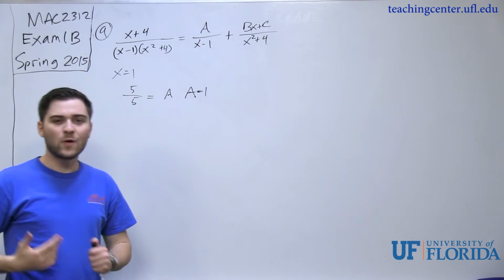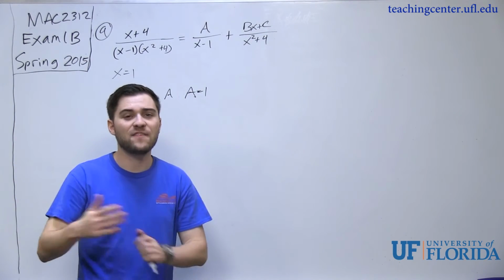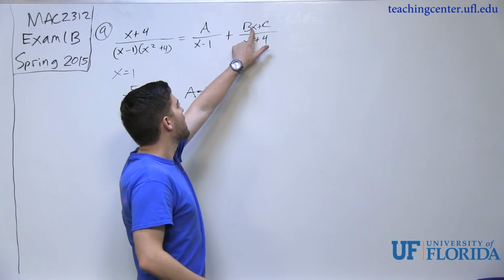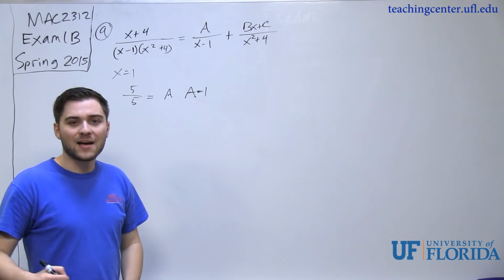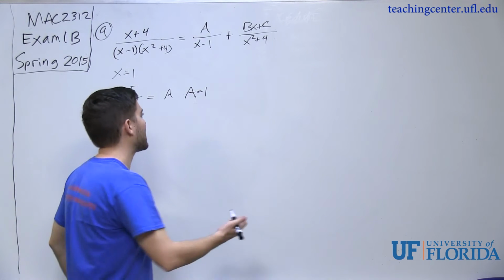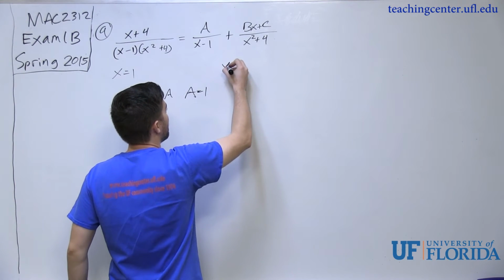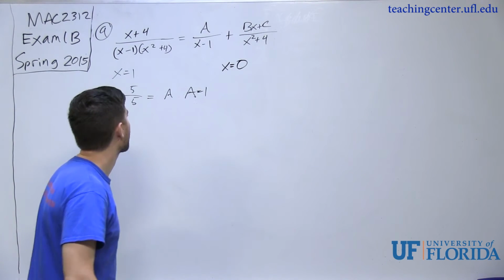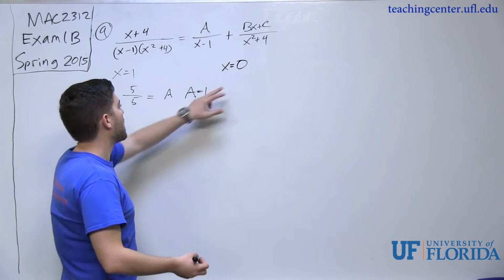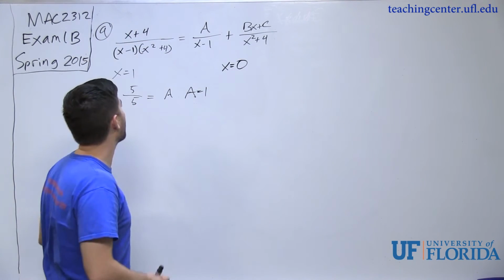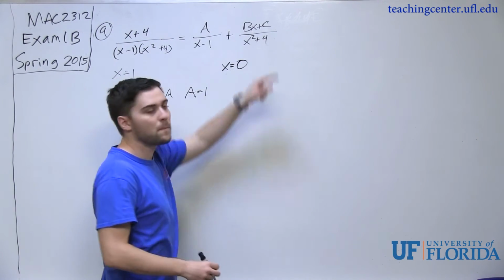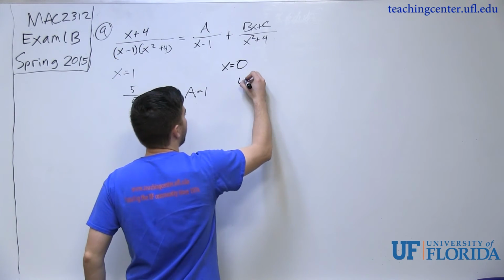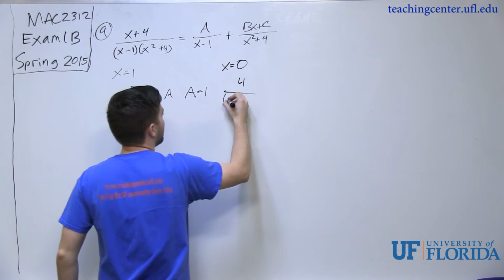But the question is, do I need to figure out what b is to figure out what c is? Well, not really in this case. If I know that b is multiplied by x, I can just plug in x equals 0 and solve. By plugging in x equals 0 into this entire equation, I can eliminate b without eliminating c. So let's do that. I end up with 4 over negative 1.